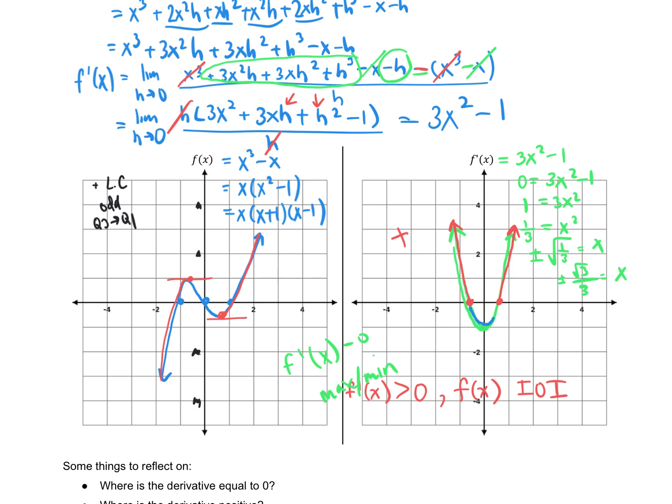Likewise, when we have the derivative in the negative region, the actual function is decreasing. So when the derivative is less than 0, f at x has an interval of decrease. And finally, when the derivative has really, really large values, whether they're really large positive or really large negative values, that is when the slope of the tangent lines will be the steepest.